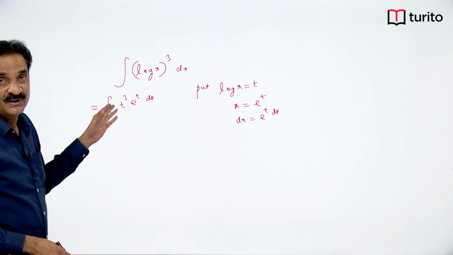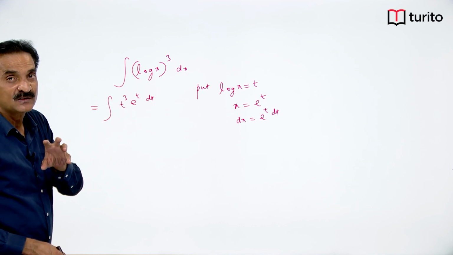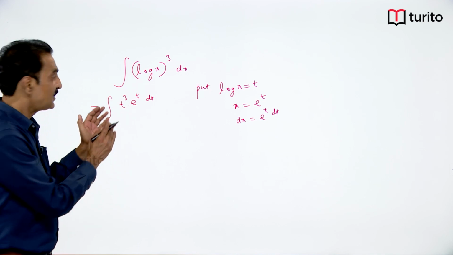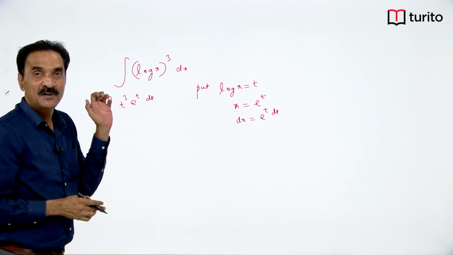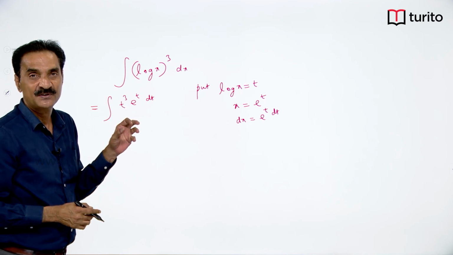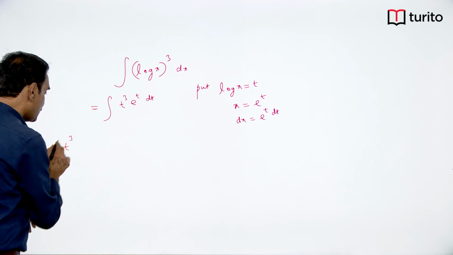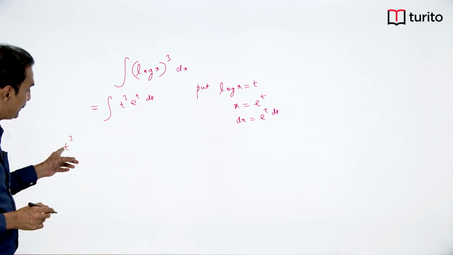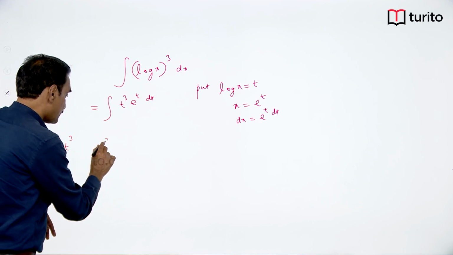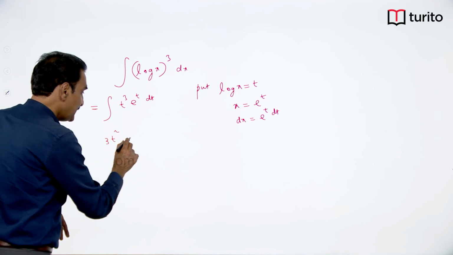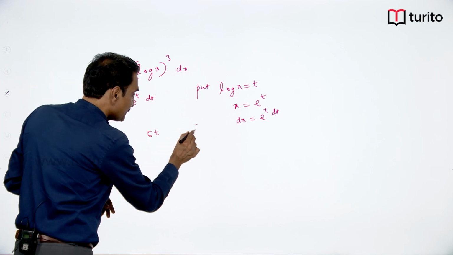We have to integrate it by parts 3 times, taking t cube as first function, e power t as second function. But I have already explained one shortcut method for a product of a function of the form x power n and exponential function or sine function or cosine function. What is that shortcut? You can write the first function t cube, you differentiate it as far as possible. Derivative of t cube is 3t square, derivative of 3t square is 6t, derivative of 6t is 6.